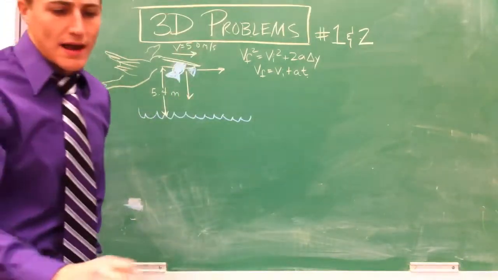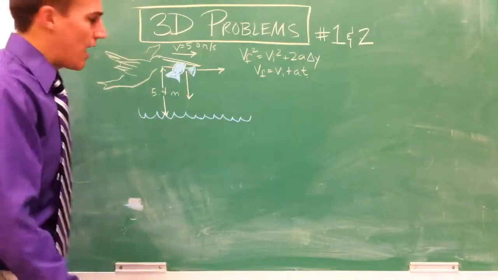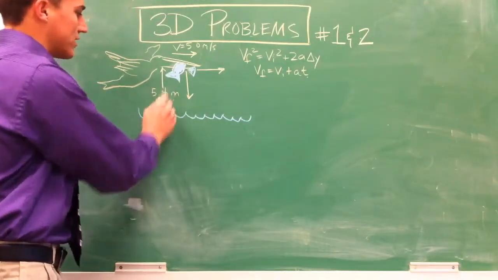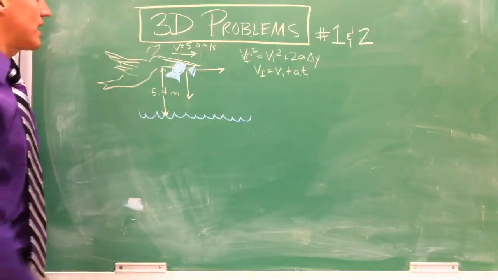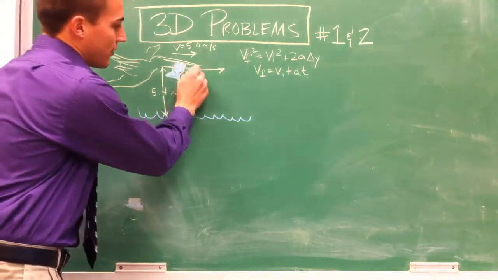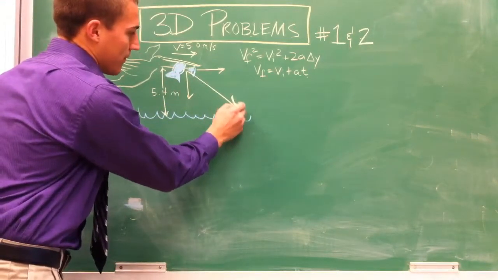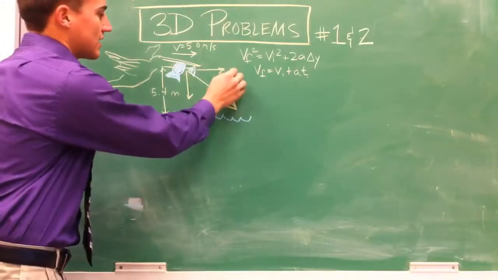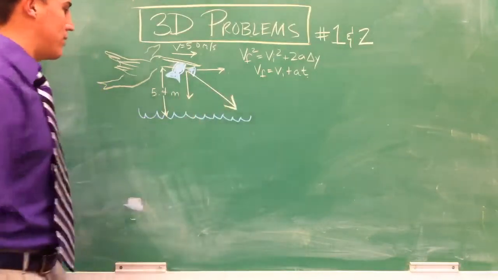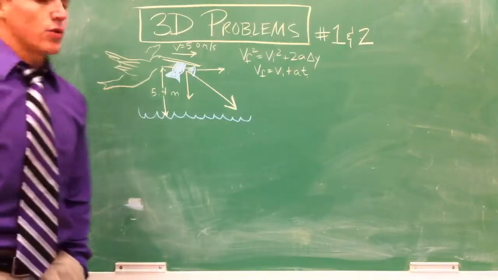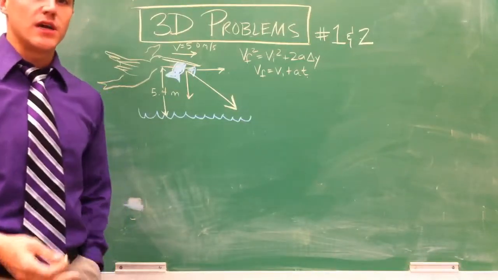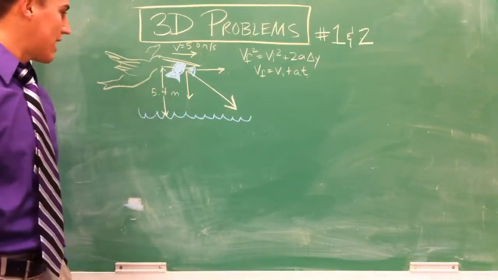So number 1 asks, how far is it going to travel before it hits the water? And number 2 wants the velocity of this fish, because it's going to be falling with a vector similar to this. What is the x component of that velocity and the y component of that velocity? So we're actually going to be using kinematic equations as well as vectors together.